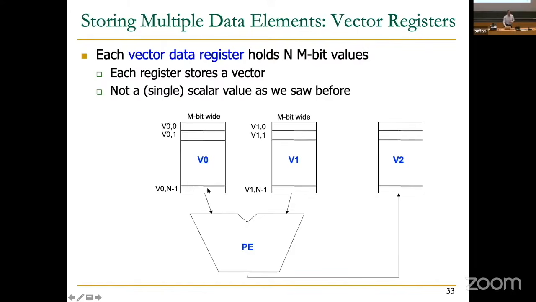Right? And then you feed the processing element one by one. Every clock cycle, you feed it with one element. And the processing element can be pipelined, as you can see, right? And these are completely independent operations. You're adding, for example, V0 to V1.